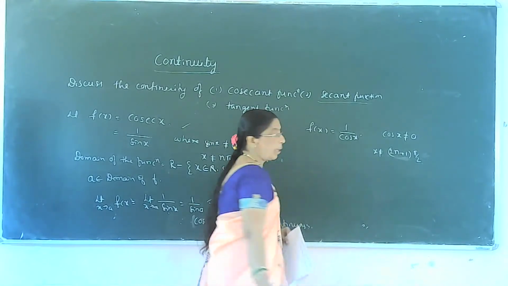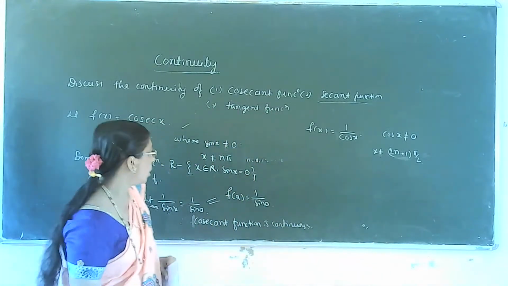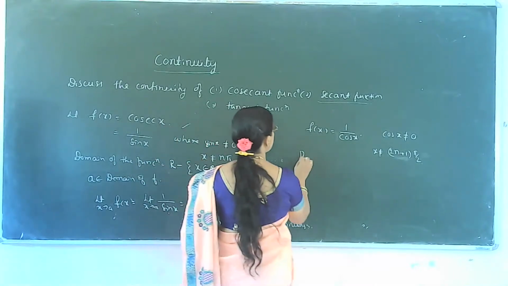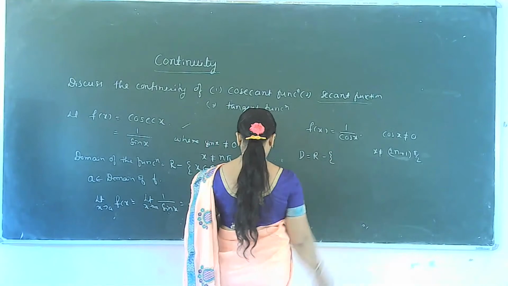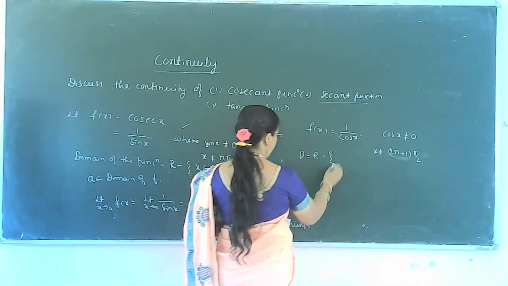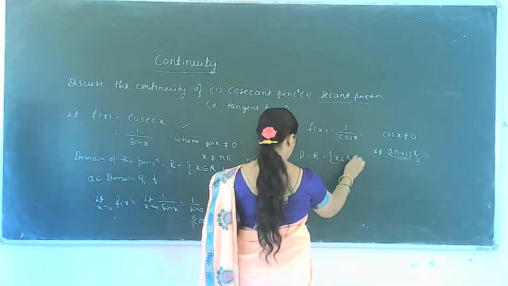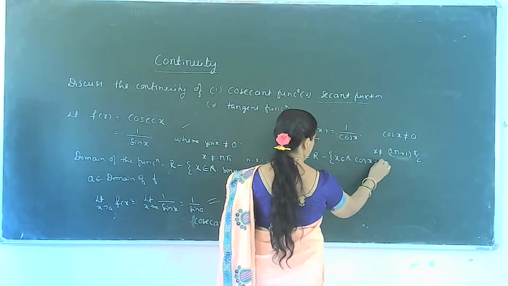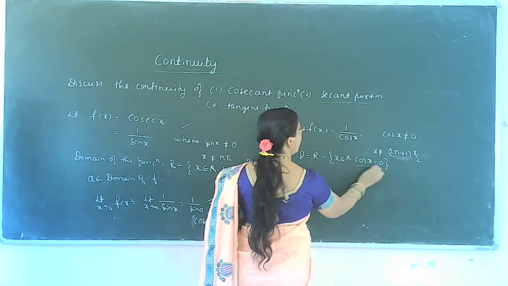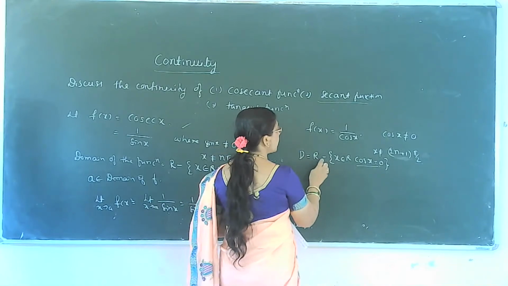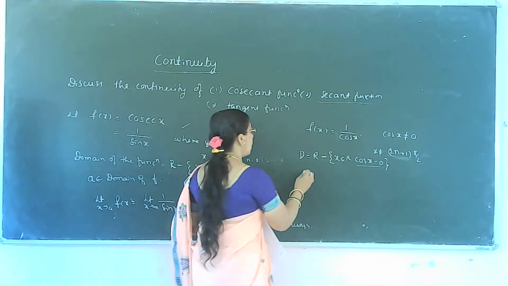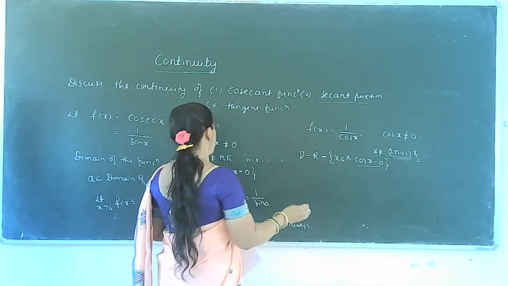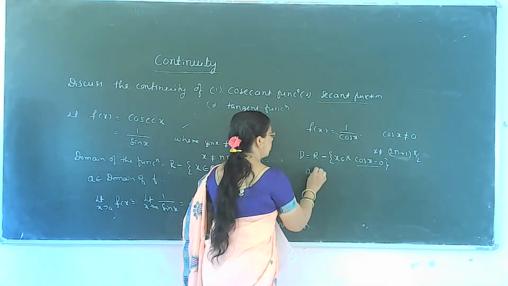Therefore, we take the domain here. Domain of the function is equal to R minus the set of x belonging to R where cos x is equal to 0. Where cos x is 0, that point is taken out of the reals. That is the domain.